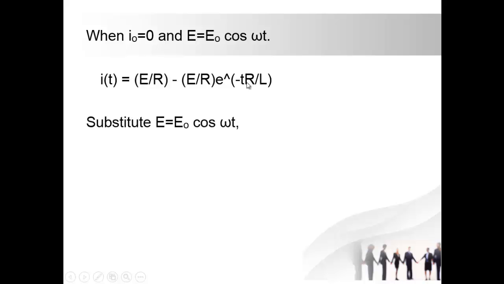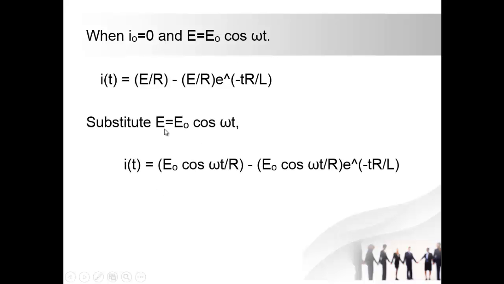And when I naught equals to 0 and E is equal to E naught cosine omega t, I of t will be equal to the original equation, I of t is equal to E over R minus E over R multiplied with e raised to the power of negative tR over L, which will become E naught cosine omega t over R minus E naught cosine omega t over R multiplied to e raised to negative tR over L.